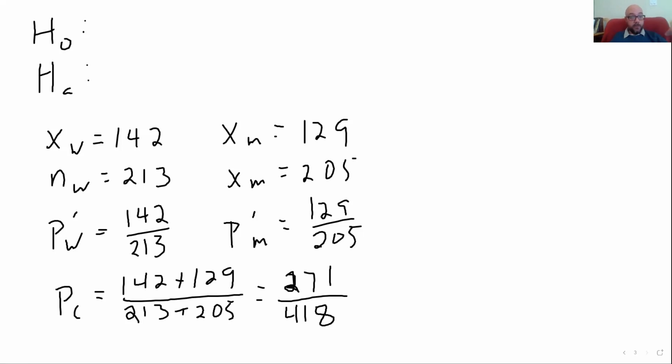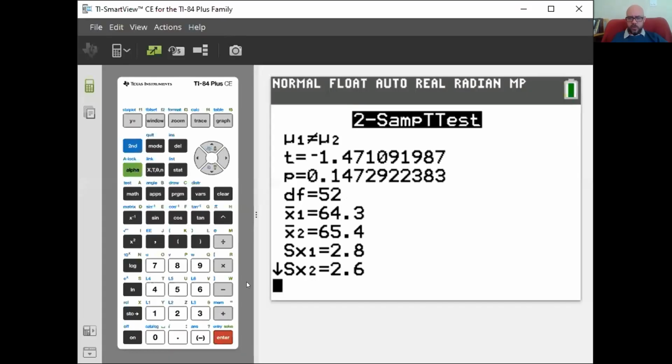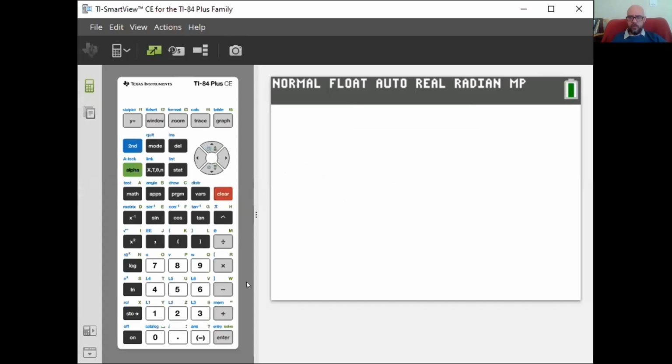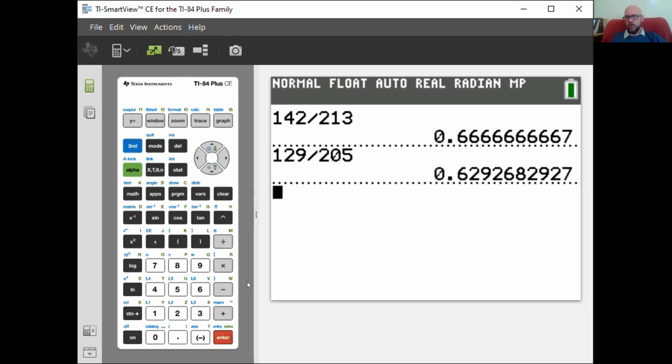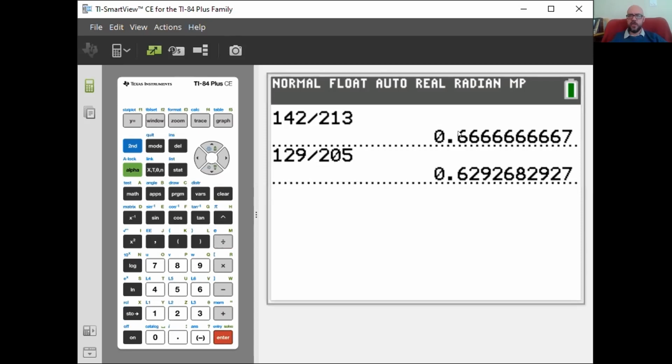So, calculator. 142 divided by 213. There's the women. Oh, that's exactly 2/3. Interesting. And then the men, 129 out of 205. So there's a difference in the proportion of the samples. 66.67% of the women passed, whereas only 62.9% of the men passed. So the sample proportions are slightly different from each other.